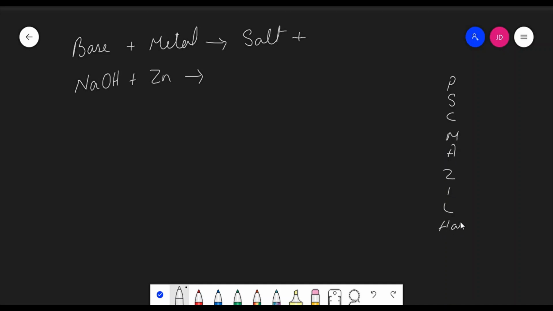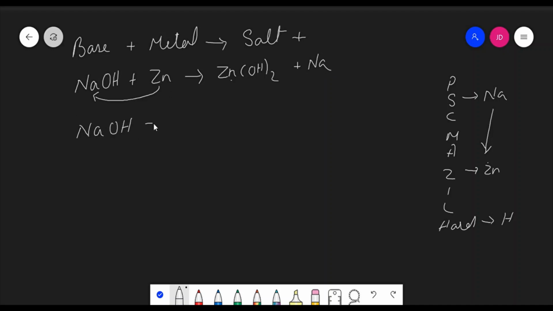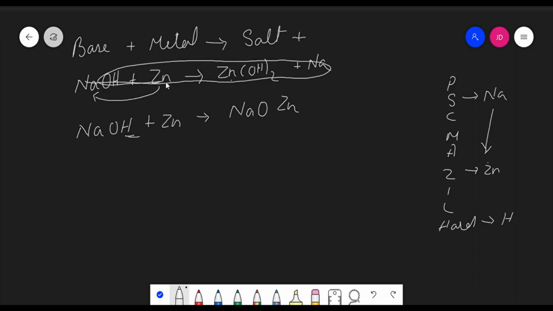So this was hydrogen. This was zinc. And this was sodium. So here we can see zinc, for it to kick away sodium and become ZnOH, is it possible? No, because zinc is below Na. So zinc can in no way kick away Na to get this reaction. So what will happen here? Instead of kicking away the Na, zinc will kick away the H from here. NaO will remain and zinc will come here. So this reaction is not possible. I'm cutting it.